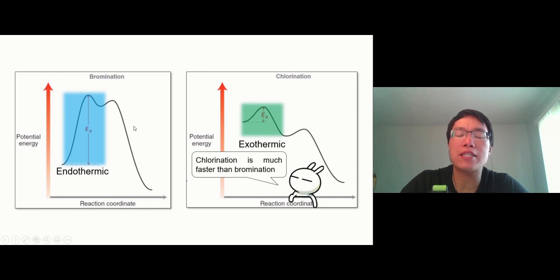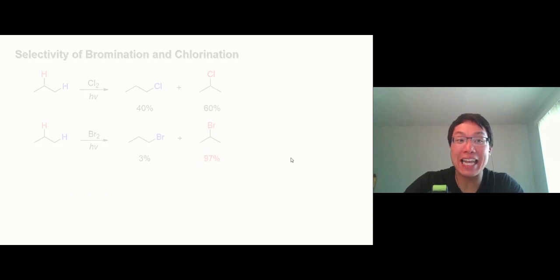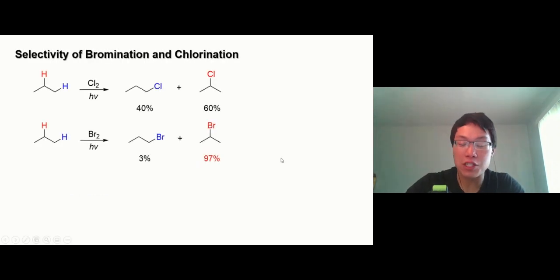No, bromination is slower, chlorination is faster. I got confused. Chlorination is faster, you're correct. Sorry, my bad. Chlorination is much faster. Remember that. Now, fast doesn't necessarily mean good. It doesn't mean good. We're going to talk about the selectivity of bromination and chlorination.